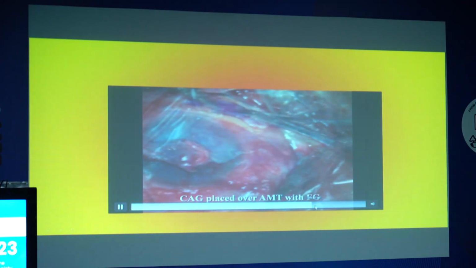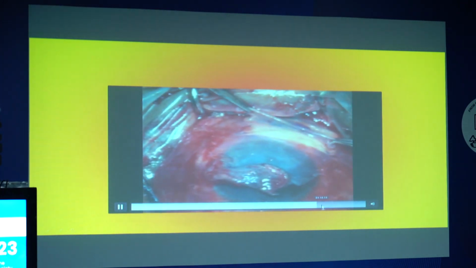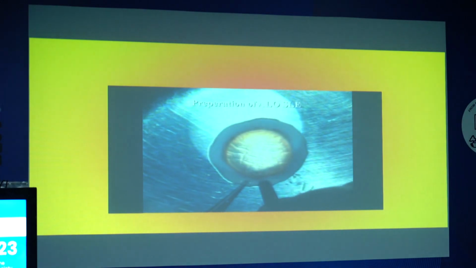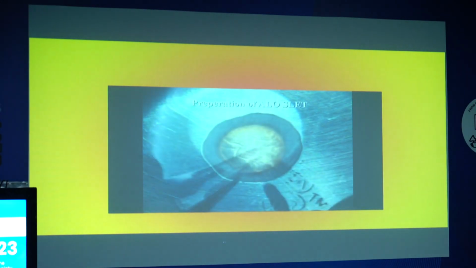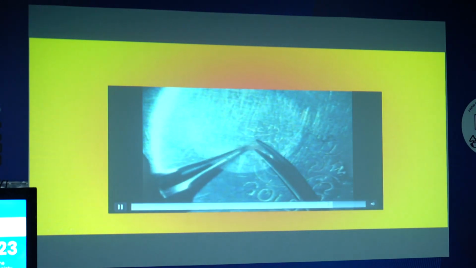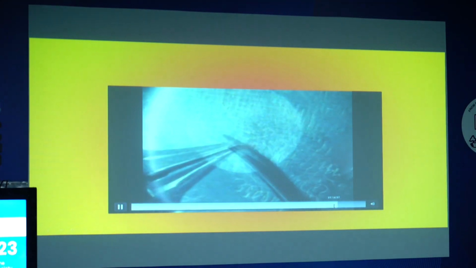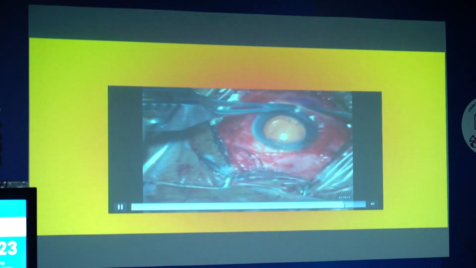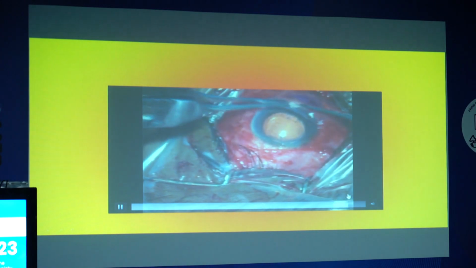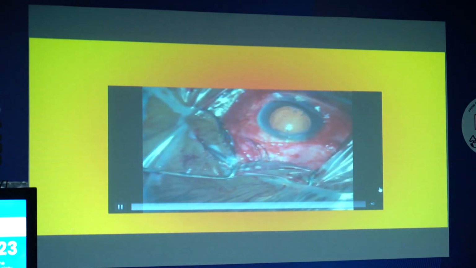CAG already I harvested, place it over there, over the AMT, which will act, and then I take up allo slits. That eye having the very extensive damage, so I didn't touch the other eye, take allo slits, place it over there, and now it becomes the reconstructed new ocular surface.